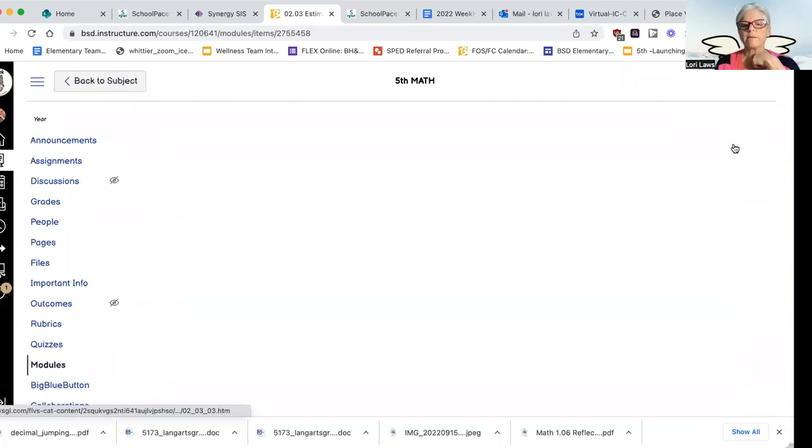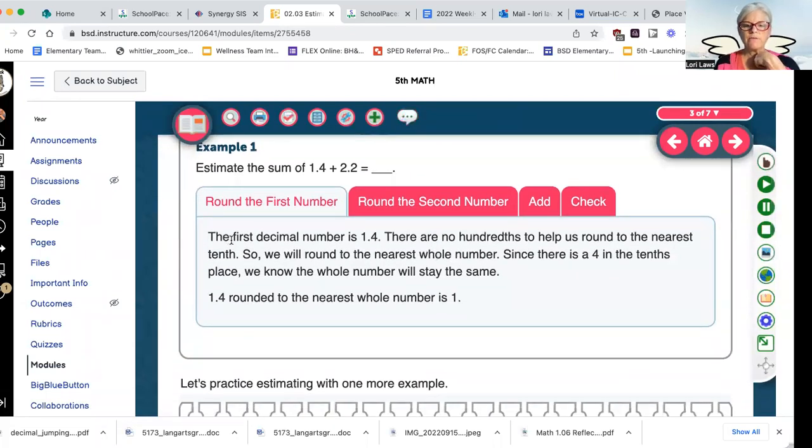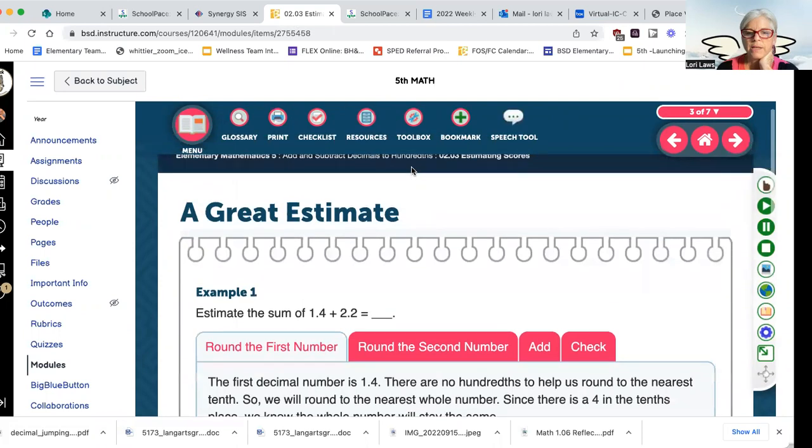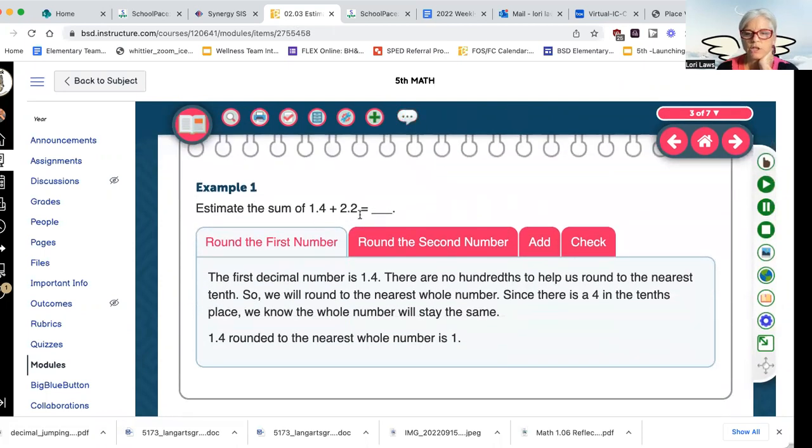That's page 1. On page 2, the great estimate. The first decimal number is 1.4. There are no hundredths to help us round to the nearest tenth, so we'll round to the nearest whole number. Now, one thing I see kids do on these assignments is instead of rounding, they just add the full number. But here we're estimating the sum of 1.4 plus 2.2.